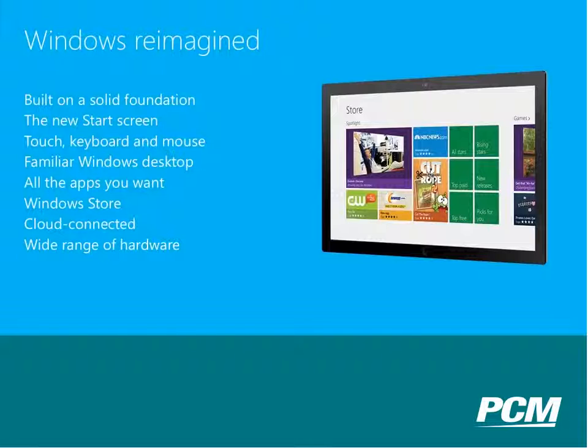Now, while we do have a new thing, like a new start screen, we also still have a familiar desktop. We have apps, app compatibility with all of your previous apps. We also have a Windows Store where you can purchase new applications. So we've kind of expanded upon what you already have and given you, in addition to that, some new capabilities.